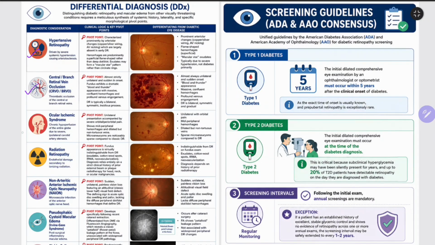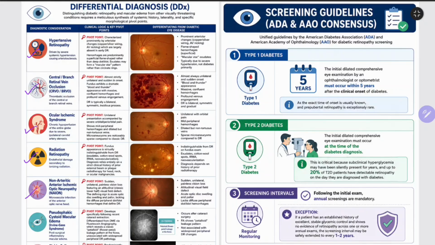Others are ocular ischemic syndrome. Radiation retinopathy is also an important differential diagnosis because the presentation is almost the same as that of diabetic retinopathy; the fundoscopic findings are almost the same in diabetic retinopathy and radiation retinopathy. Third is NAION. What is that? NAION, non-arteritic anterior ischemic optic neuropathy, meaning there is ischemia of the optic nerve head, but that is not due to vasculitis.